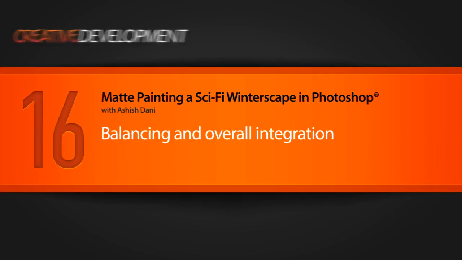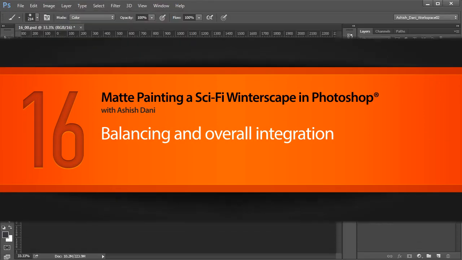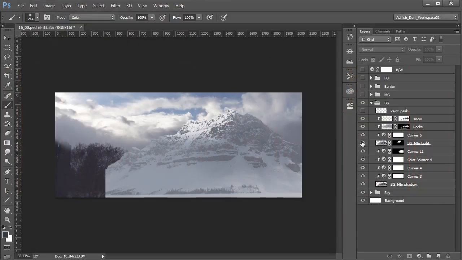In this video, let us spend time on getting all the elements we have built so far working well with each other. So heading to my background layer, I'm going to turn everything off, that is the lights and the peak layer. And let's go through the masks one at a time.